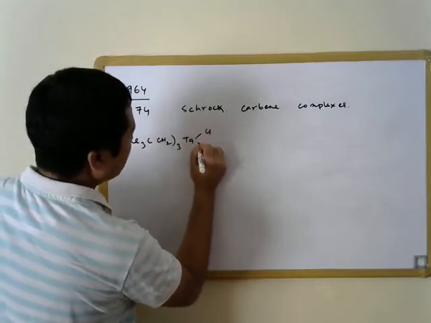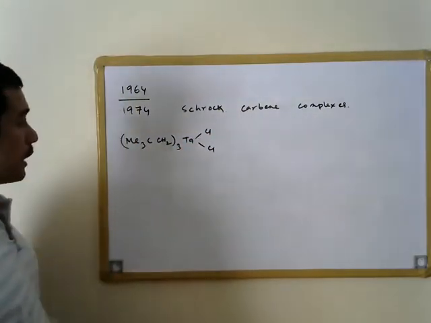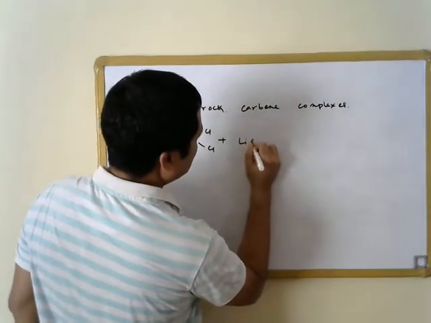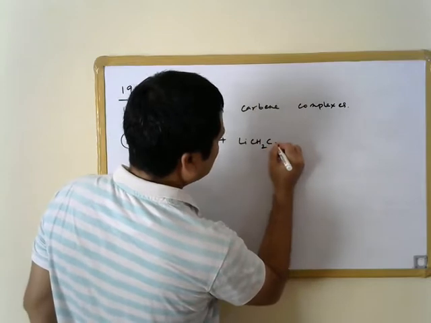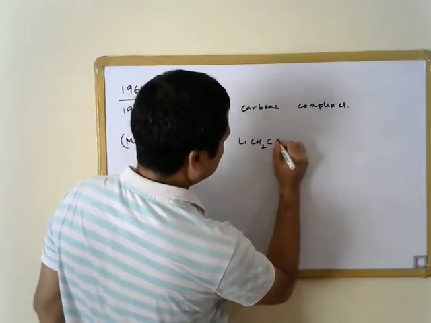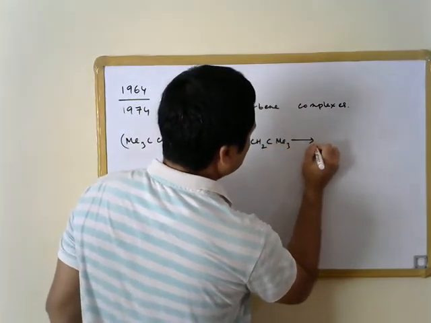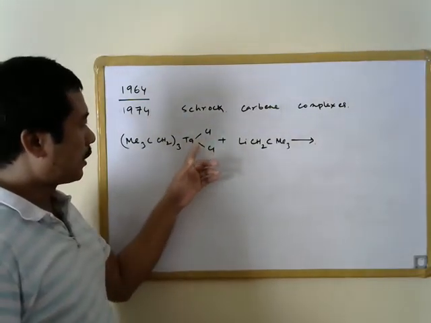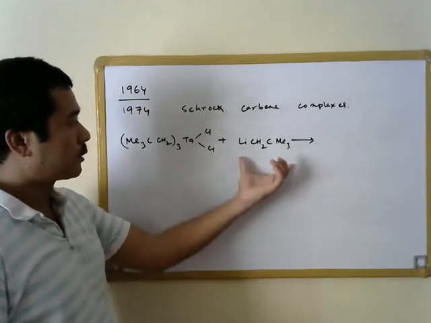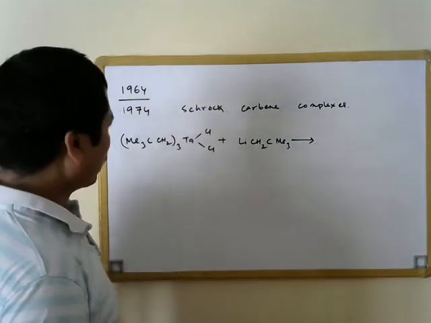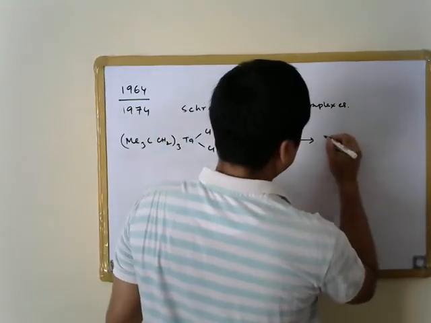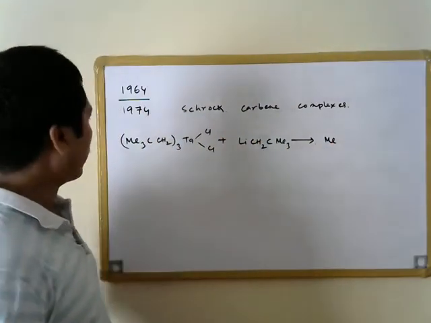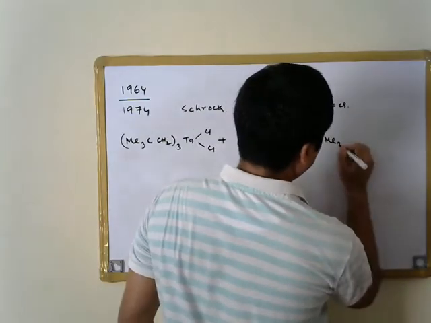So he started with a tantalum alkyl complex and did a reaction with lithium neopentyl, so that he substitutes the chloride ligands in the precursor complex by the neopentyl groups over here. So let us first substitute one of the chloride ligands by the neopentyl group over here.